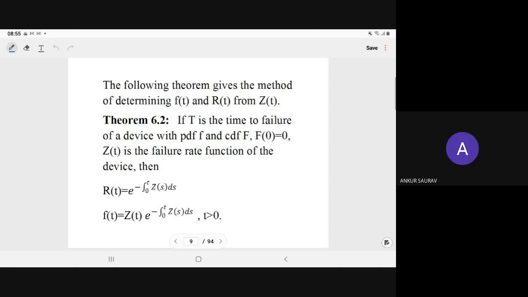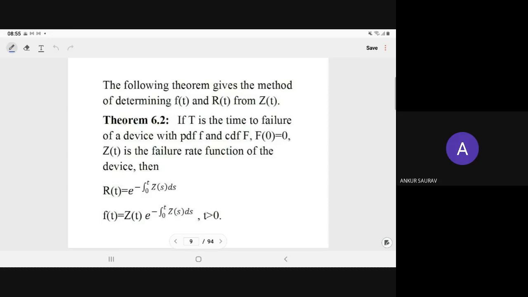Now, the following theorems give the method of determining the f(t) and R(t) from z(t). We have the relation of z(t), f(t), and R(t). So, if the hazard rate function is given to you, how can you compute f(t), and how can you compute the reliability? For that we have theorem 6.2.